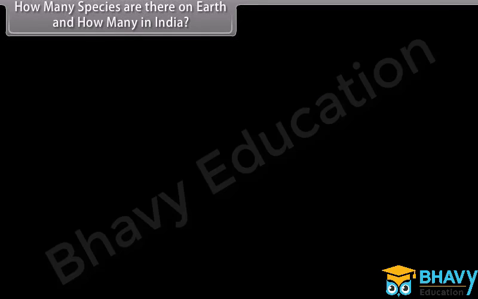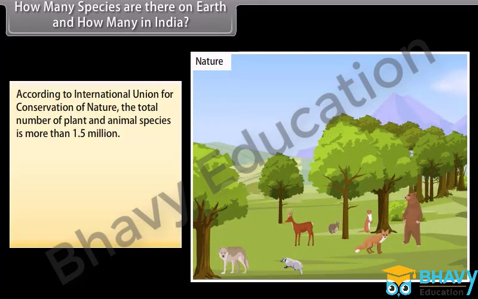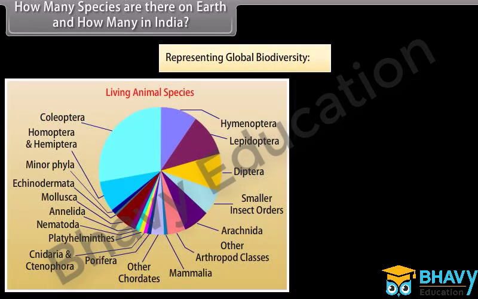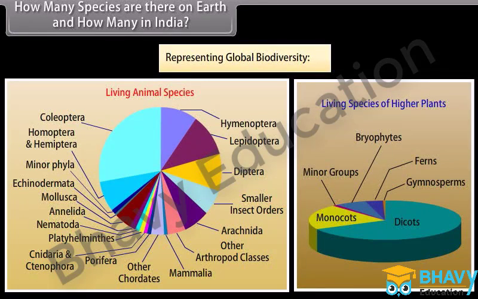How many species are there on Earth and how many in India? According to International Union for Conservation of Nature, the total number of plant and animal species is more than 1.5 million. Biodiversity is important to human beings for their sustenance, health, well-being, and recreation. For example, humanity derives all of its food, medical and industrial products from the components of biological diversity. Here is a pie graph representing global biodiversity.